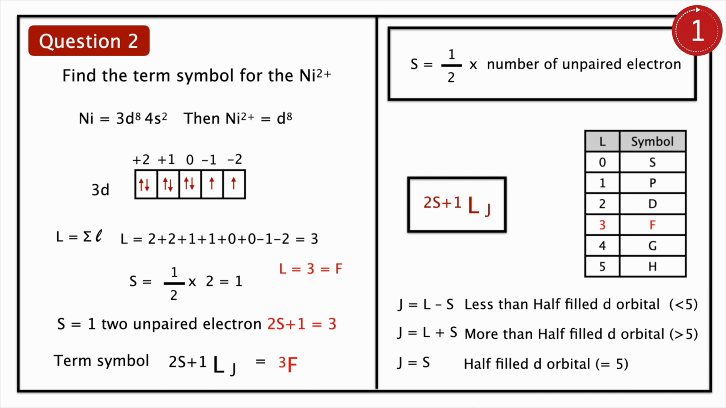If you do it, you have 2 unpaired electrons, and the L value will be the sum of all. Here the first orbital has 2 electrons, so you count +2 two times, +1 two times, 0 two times, -1, -2. If you calculate it, it will be 3. L is 3, meaning an F system. S will be 1 for 2 unpaired electrons, so 2S plus 1 is 3. The term symbol is 2S+1 L J. Here J is not in the question, so 2S+1 L means a 3F system. So the term symbol is 3F.